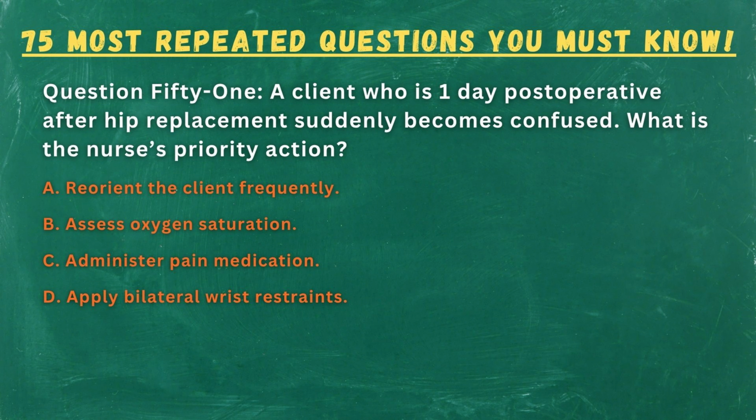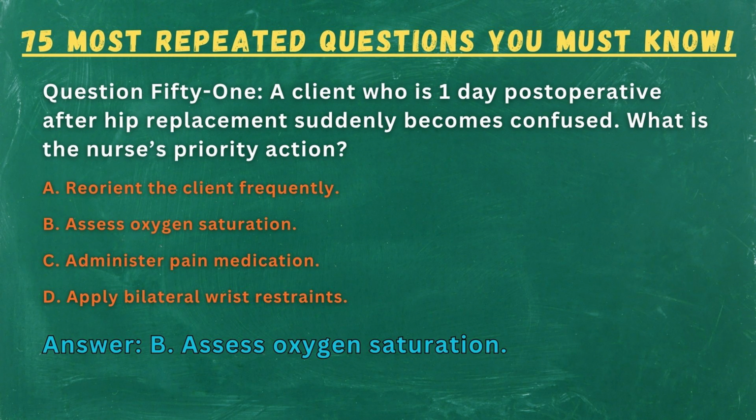Question 51. A client who is 1 day postoperative after hip replacement suddenly becomes confused. What is the nurse's priority action? A. Reorient the client frequently. B. Assess oxygen saturation. C. Administer pain medication. D. Apply bilateral wrist restraints. Answer. B. Assess oxygen saturation.